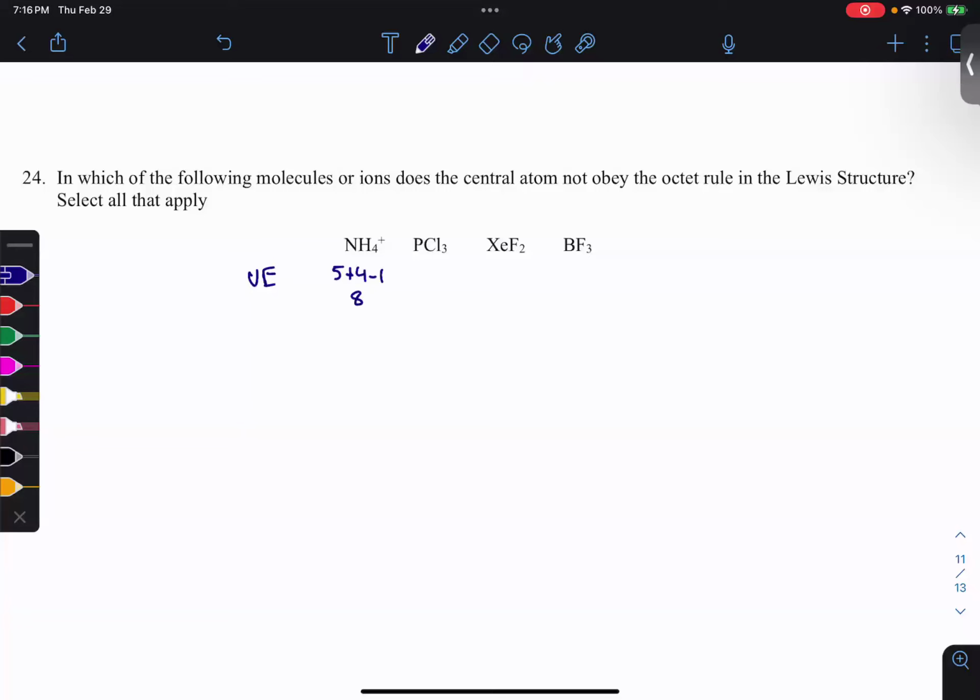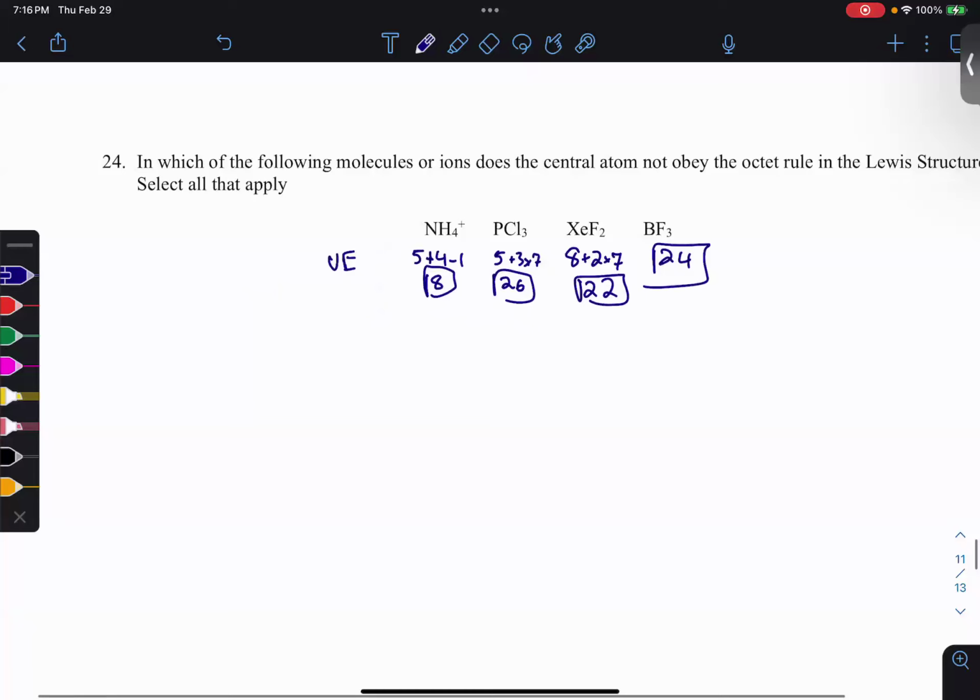PCl3, it's 5 plus 3 times 7. What is that, 26? I'm just doing all of them at the same time. XeF2, so that is 8 plus 2 times 7, so 22. BF3, 21 plus 3 is 24. So those are the electrons I have to spend. So for all of these, we make the skeleton structure.